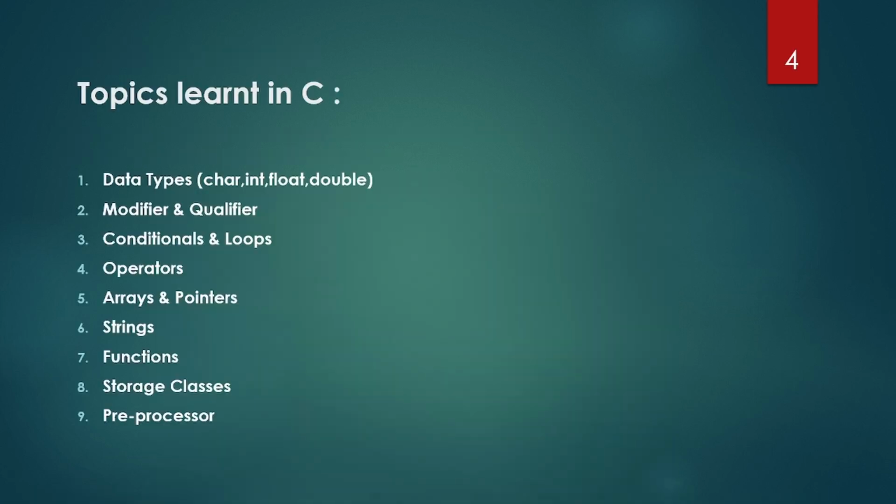Now I am going to explain the concepts which have been learned from the embedded C. Here we have learned the data types which are required like character, integer, float, double, and then the elements like modifier and qualifier, conditions and loops like for loop, do while loop, and operators like Boolean operators, then arrays and pointers, strings, functions, storage classes, and preprocessors.